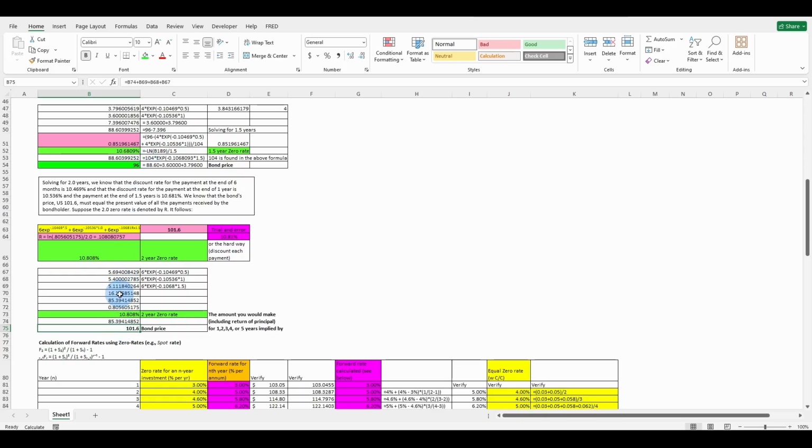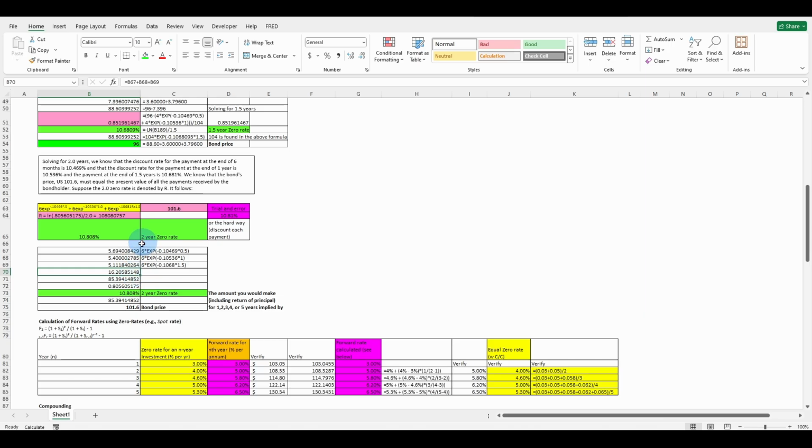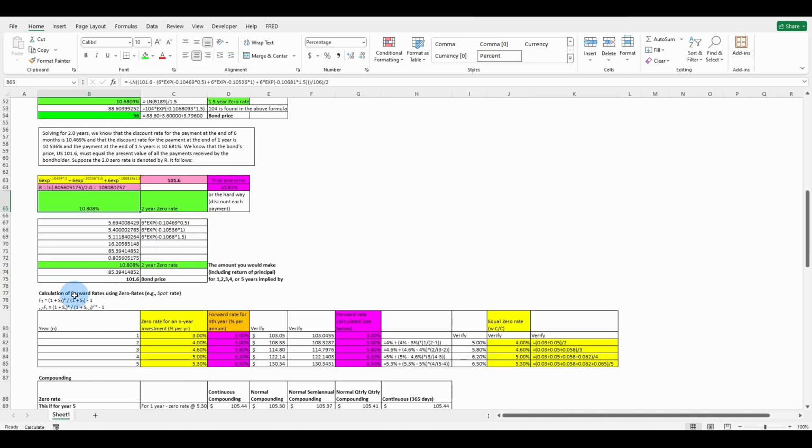This is 2 years, so we're going to have one additional row in order to accommodate that. And then we're going to come up with this 10,808. Calculation of forward rates using zero rates here. This is where it gets a little bit confusing. The question is, well, why do I need forward rates? Well, because if you need a forward price, you have to determine your forward rates using zero rates.